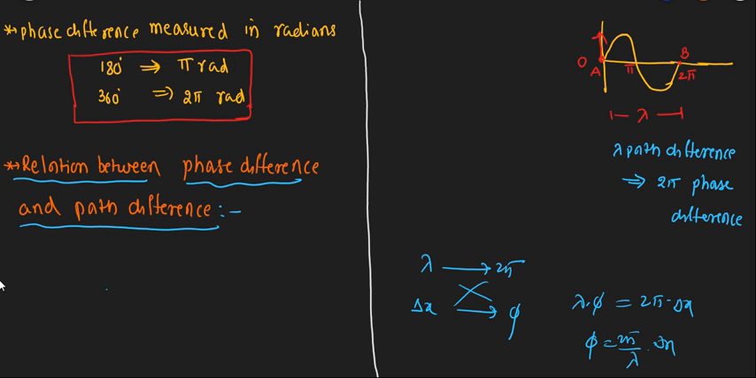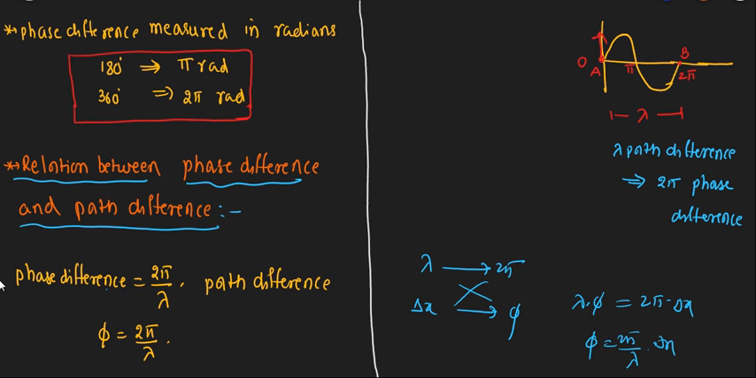Phase difference is equal to 2 pi by lambda into path difference. This is the relation. Now the phase difference we write as delta phi, or sometimes we write simply phi also. Then phi is equal to 2 pi by lambda into delta x. This is the relation between the phase difference and path difference.